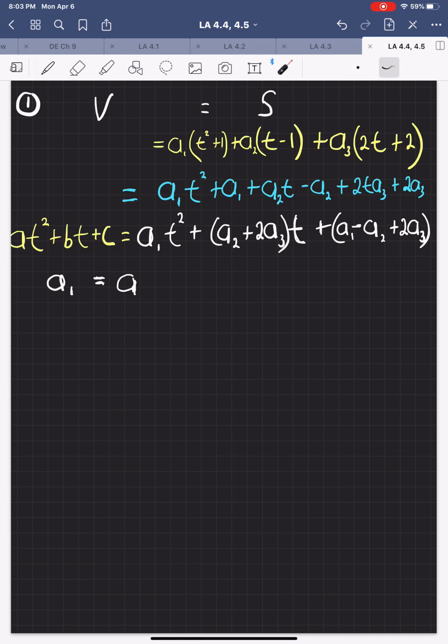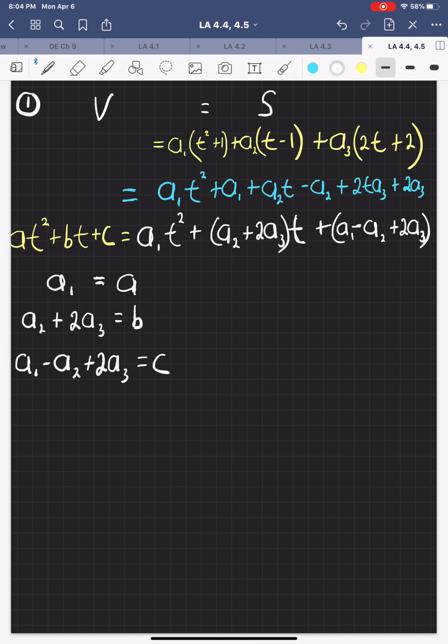Ready? And now, let's take whatever is attached as a coefficient to t. So I have a b. And then let me take whatever is attached as a coefficient to t over here, and I'm going to set them equal. So that would be a sub 2 plus 2a sub 3 is equal to b. And last, I think you already see, I'm just going to take c and set it equal to a sub 1 minus a sub 2 plus 2a sub 3, and that is equal to c.